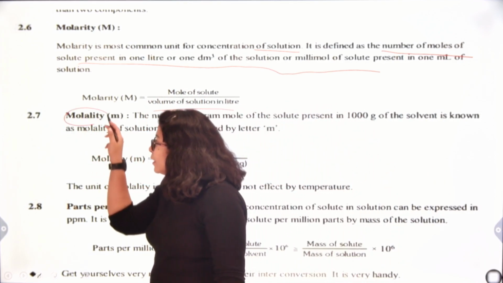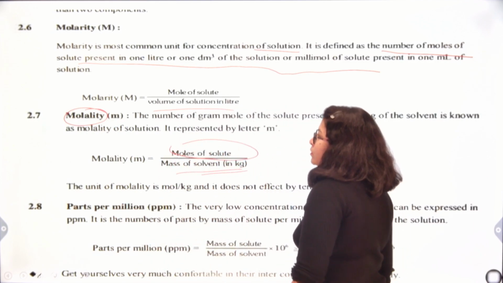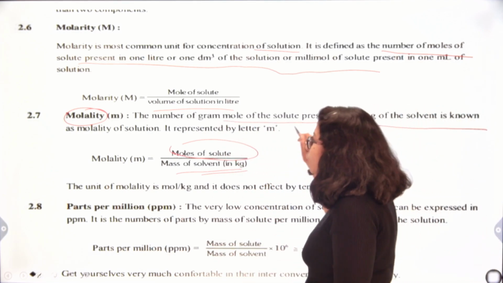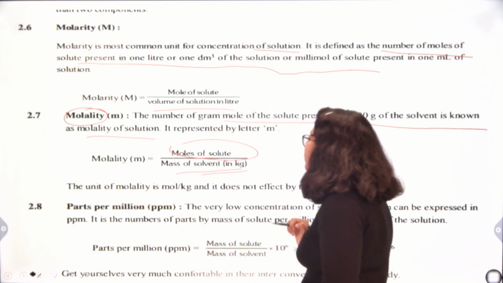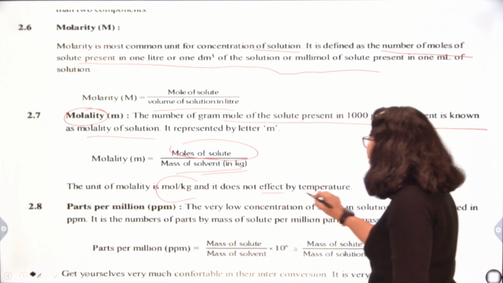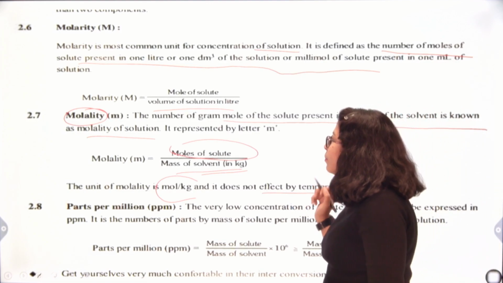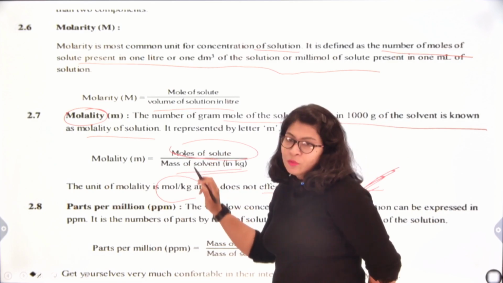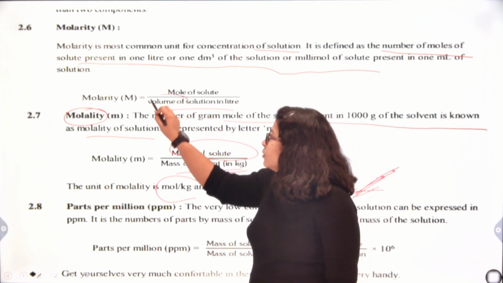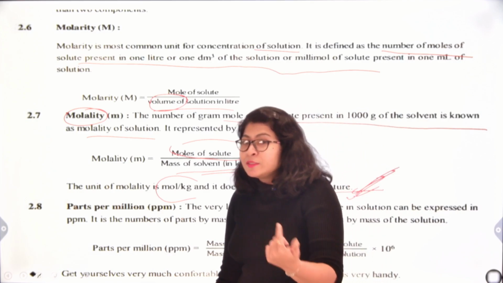Now if I see molality, it is the number of moles of solute by mass of the solvent in kgs. Okay, the number of gram mole of solute present in 1000 gram of the solvent is known as molality of the solution. Now unit of molality is mole per kg and it is not affected by temperature. Okay, molality is the only concentration term which is not affected by temperature, because both the terms are related to mass, and masses are not affected by temperature. But if I see molarity, then volume is definitely a component dependent upon temperature. So with the alterations of temperature, the molarity changes.